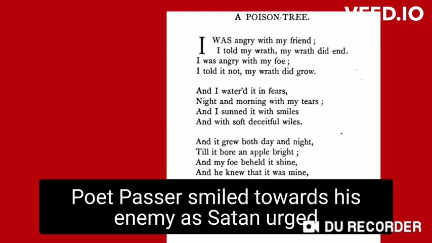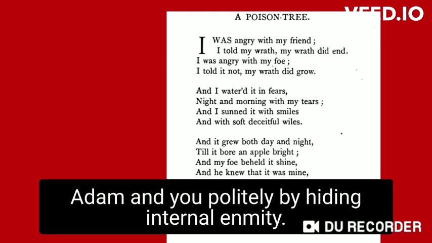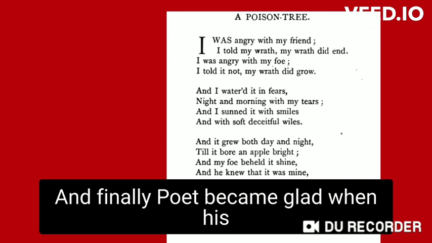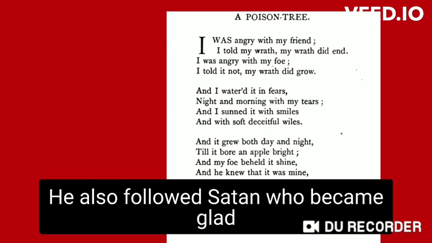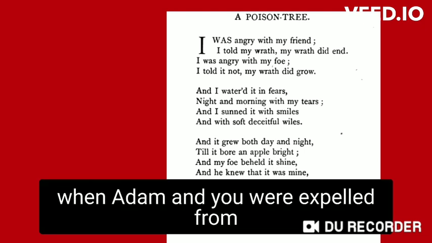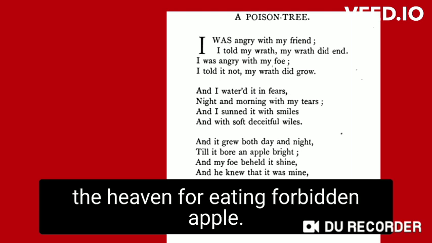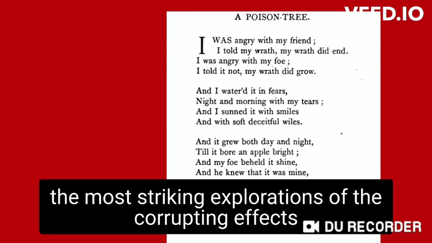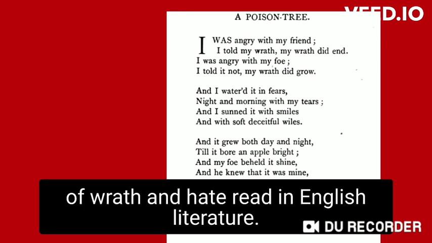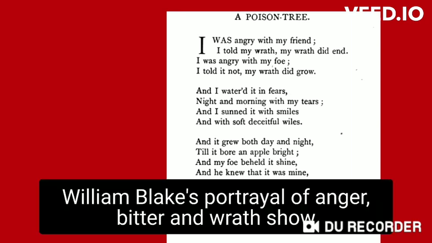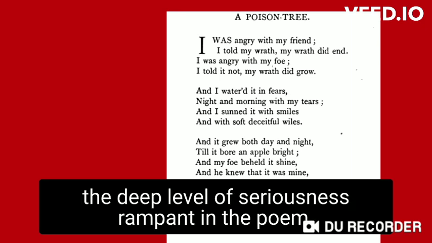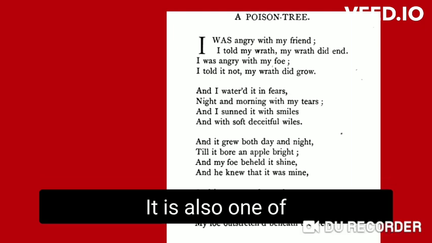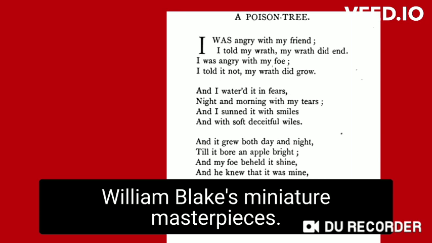The poet passed a smile towards his enemy as Satan urged Adam and Eve politely by hiding internal enmity. And finally, the poet became glad when his enemy was stretched beneath the tree. He also followed Satan, who became glad when Adam and Eve were expelled from the heaven for eating the forbidden apple. The poem A Poison Tree is one of the most striking explorations of the corrupting effects of wrath and hatred in English literature. William Blake's portrayal of anger, bitterness, and wrath shows the deep level of seriousness rampant in the poem. It is also one of William Blake's miniature masterpieces.